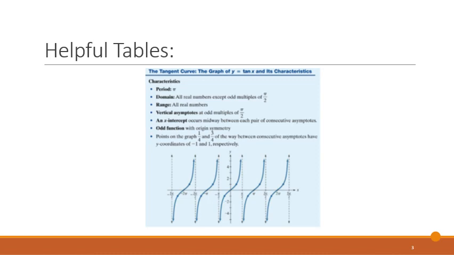So the table that will help us calculate this is going to be talking about graphing a tangent curve. The tangent curve, graph of y equals tan x and its characteristics. We've got all the characteristics there: the period, domain, range, the asymptotes, our x-intercept, and then points on a graph. So we'll be using that and some other equations to calculate this equation.